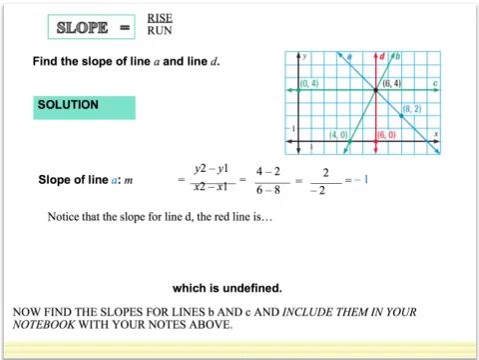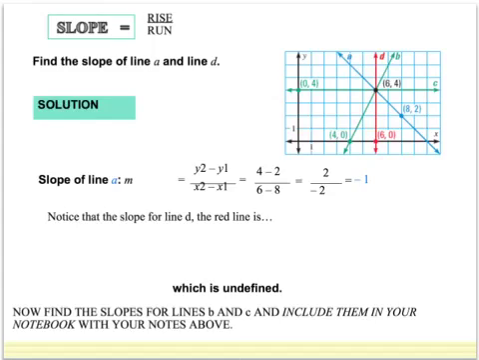This is lesson 3.4 on slopes, parallel lines, and perpendicular lines. A slope is generally defined as the rise over the run. The rise being the difference in your y-coordinates and the run being the difference in your x-coordinates.